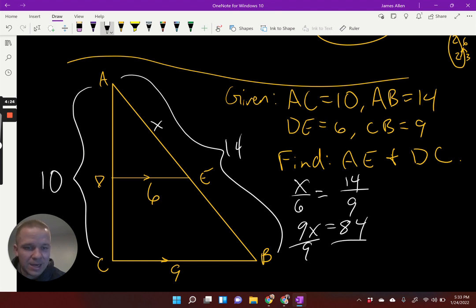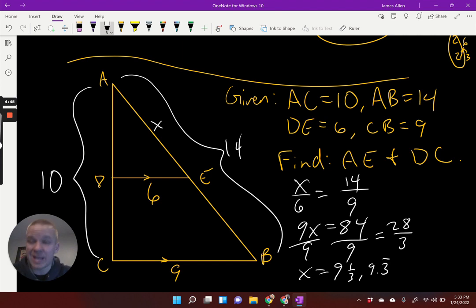I got to divide by 9. So I'll get x equals, if I divide that by 9, it's going to be a lovely decimal. 9 1/3 or 9.3 repeating, or just 84 over 9. Or 28 over 9. 28 over 3, excuse me. Okay, so any of those reduced, that's cool.